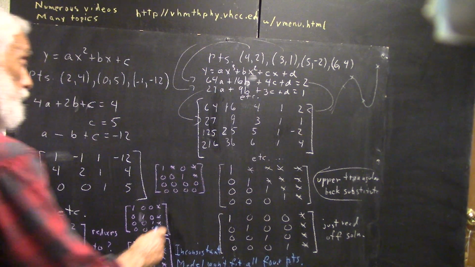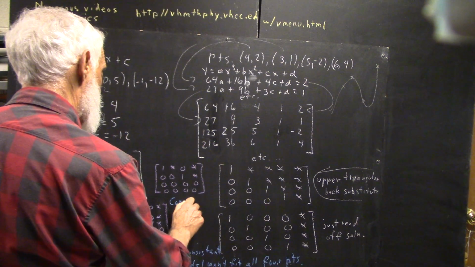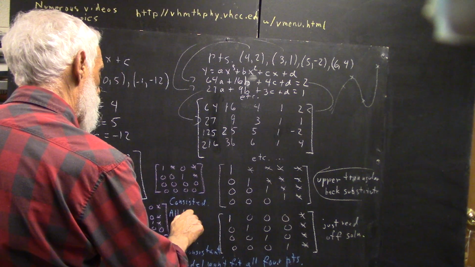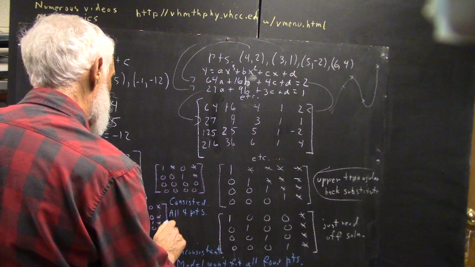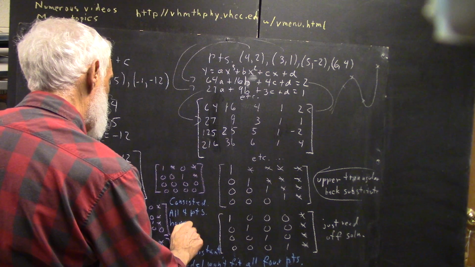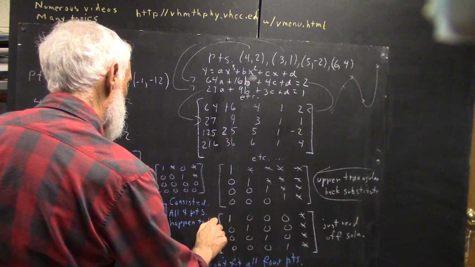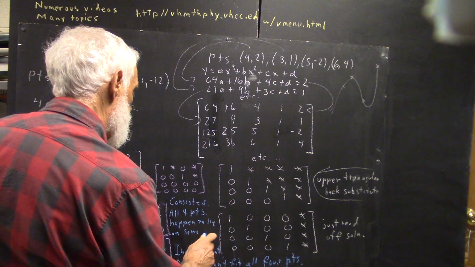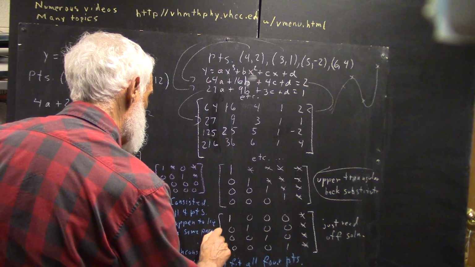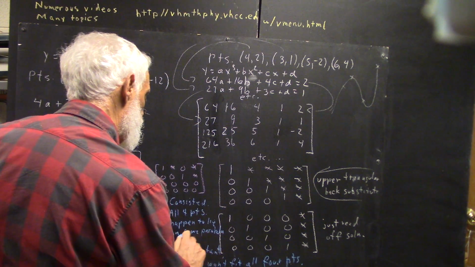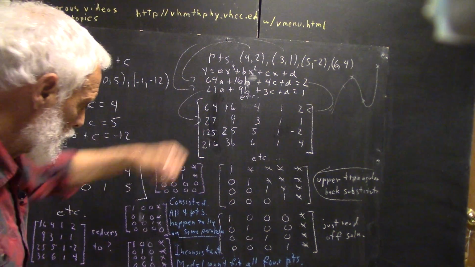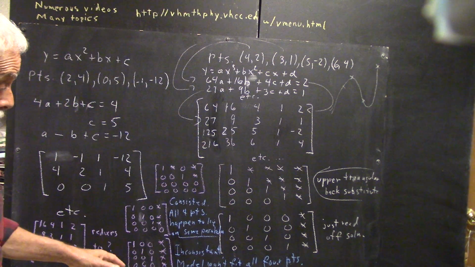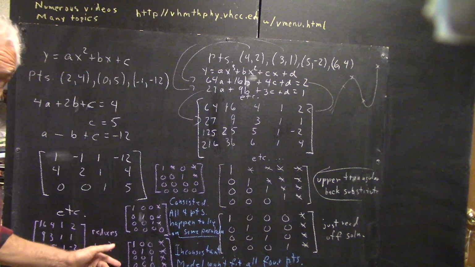This is a consistent model. All 4 points just happen to lie on the same parabola. I don't know if you can read parabola. I didn't have a lot of room there. Okay? Make sure you understand those 2 statements and how they relate to the reduced matrix.